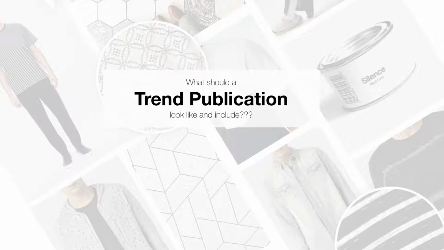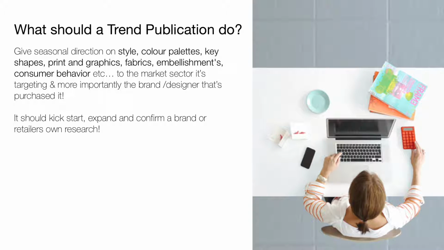So what should a trend publication look like and include? First of all, what should a trend publication do? A trend publication should give seasonal direction on style, colour palettes, key shapes, prints and graphics, fabrics, embellishments, and consumer behaviour and so on to the market sector it's targeting, and more importantly, the brand designers that are purchasing it. It should kickstart, expand, and confirm a brand and retailer's own trend research.